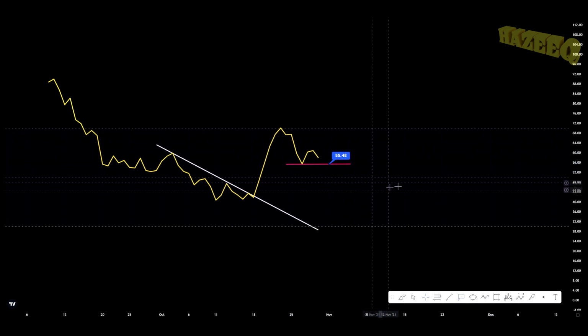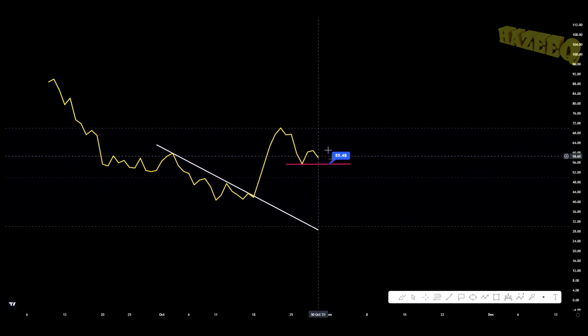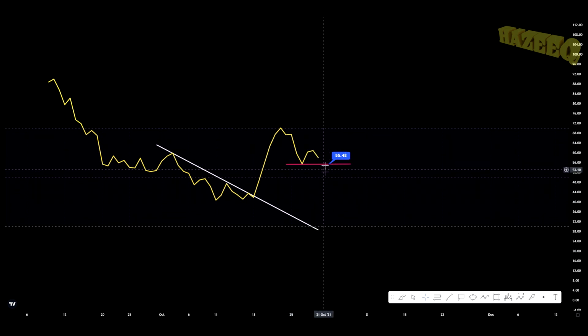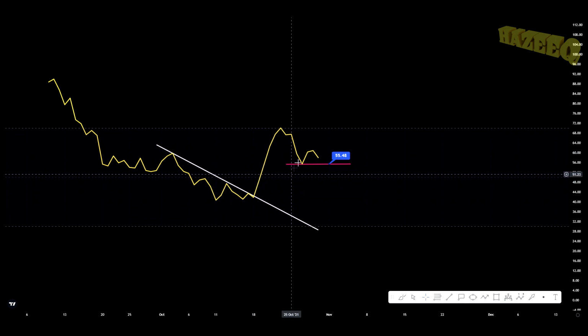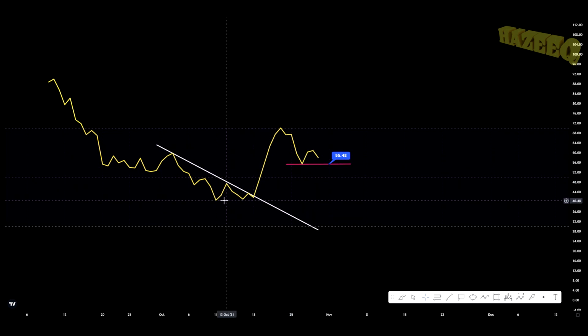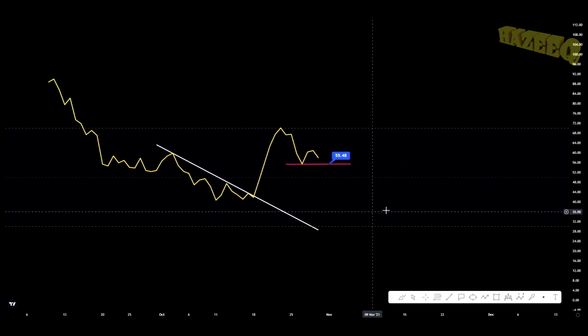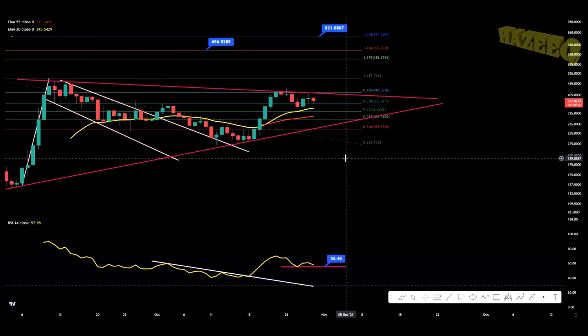So if you see the RSI come back down to 55 on the daily chart, that would be a nice place to buy a bit more of those tokens. If we see it coming back down lower, then just dollar cost average into the project. I'm going to give you some nice support levels.